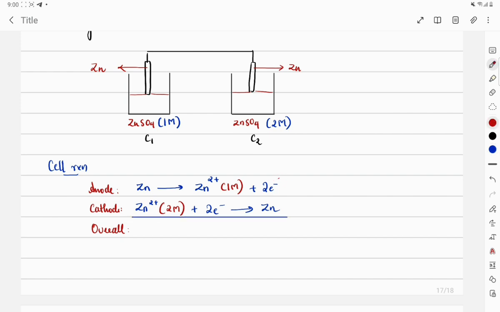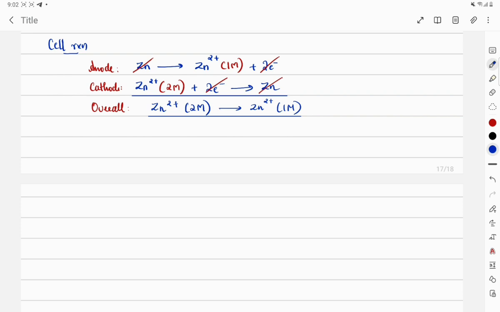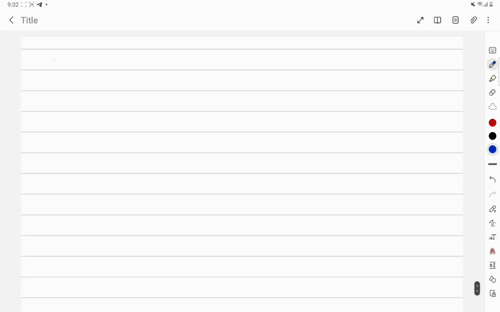Here I have 2 electrons, cut. Zn is also common. Can I cut Zn2 plus on the left hand side and right hand side? The answer is no, because one is in 1 molar concentration and the other one is in 2 molar concentration. So I just cannot simply cancel them. So the final or the overall equation will be Zn2 plus from 2 molar solution to Zn2 plus in 1 molar solution. This is the overall cell reaction. The next thing we are going to see is the cell potential or the E cell value.